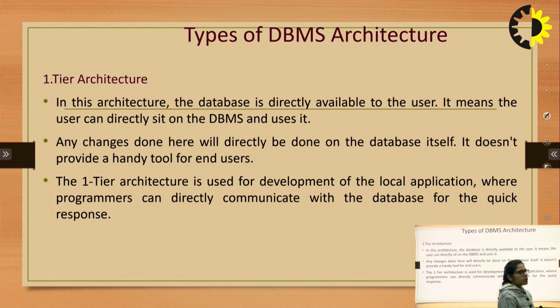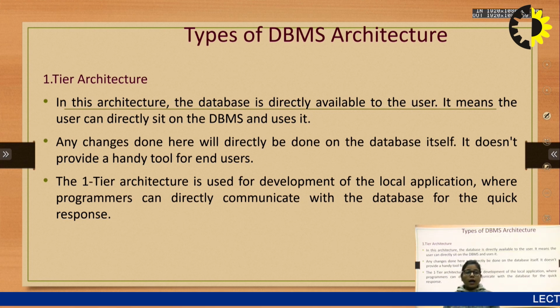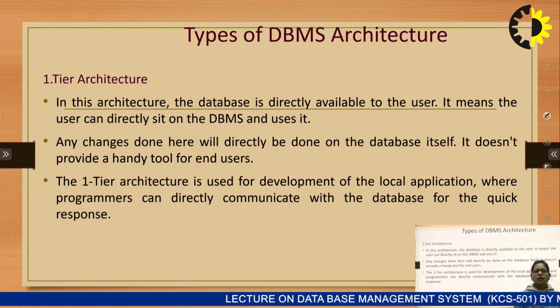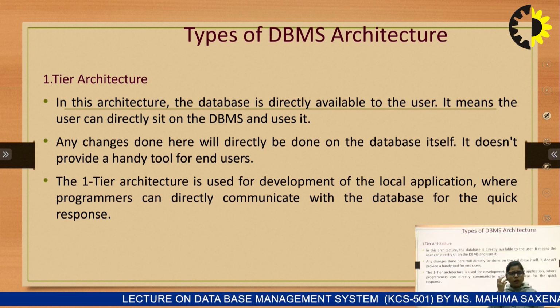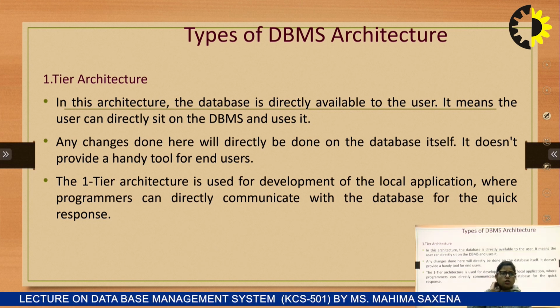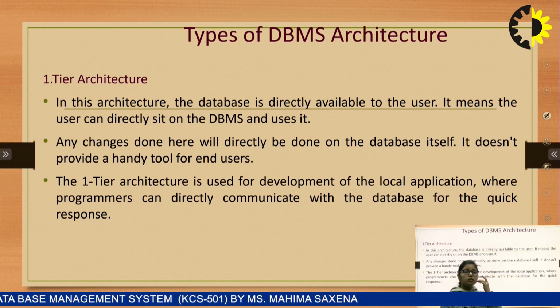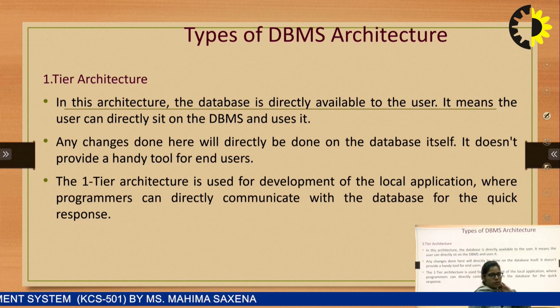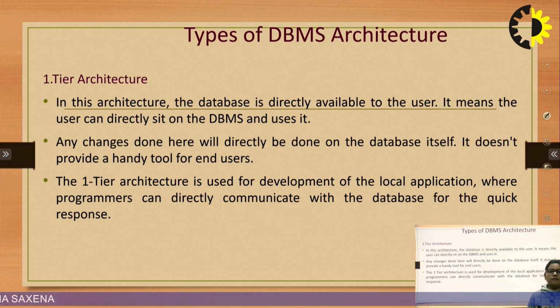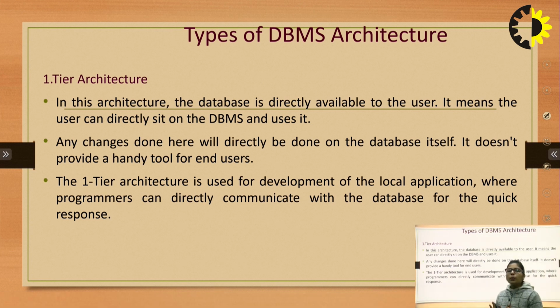In DBMS architecture, we have three types of architecture: one tier architecture, two tier architecture, and three tier architecture. In one tier architecture, any changes done here will directly be done on the database itself. It does not provide any handy tool for users. The one tier architecture is used for the development of local applications where programmers can directly communicate with the database for quick responses.